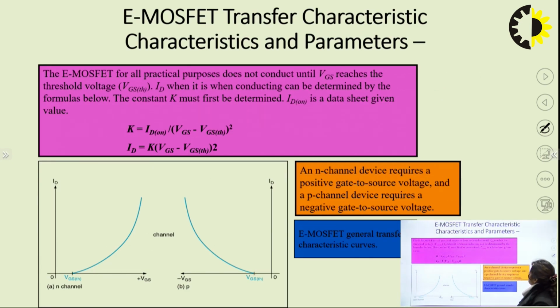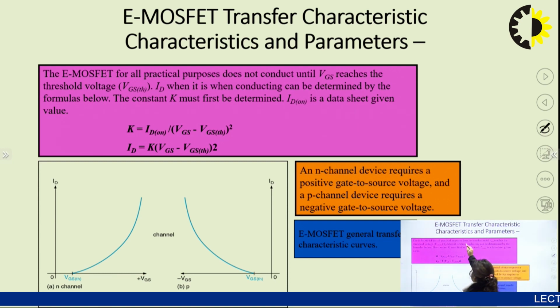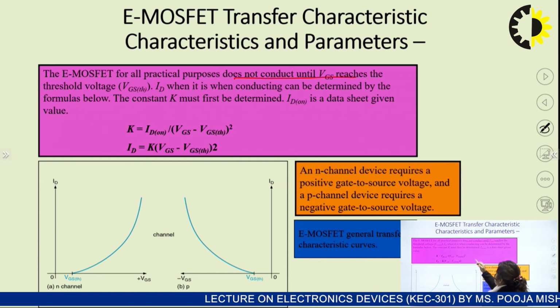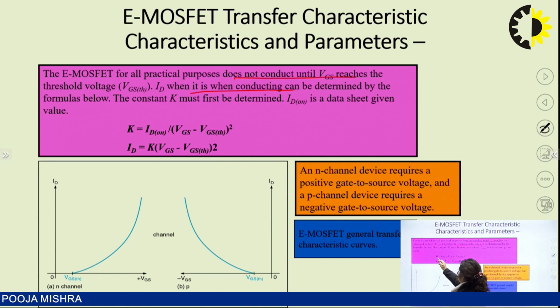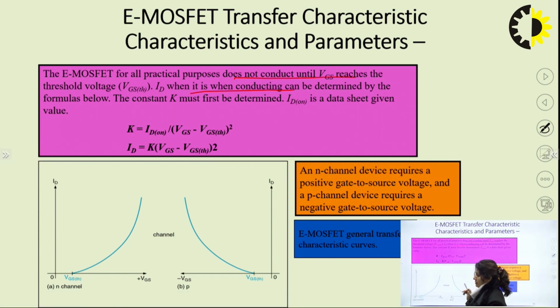So here we have the E-MOSFET transfer characteristic and parameters. The E-MOSFET for all practical purposes does not conduct until VGS reaches the threshold voltage. ID when conducting can be determined by the formula we have already discussed, that is ID equals K times (VGS minus VT) whole squared. Or we can write K equals ID divided by (VGS minus VGS threshold) to the power of 2. Similarly, from here we can calculate ID equals K (VGS minus VTH) whole squared.